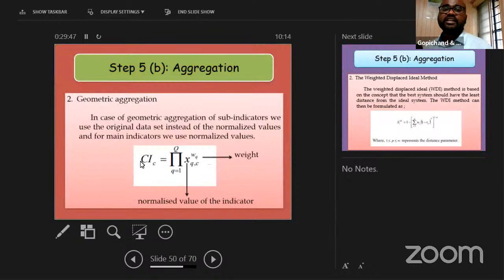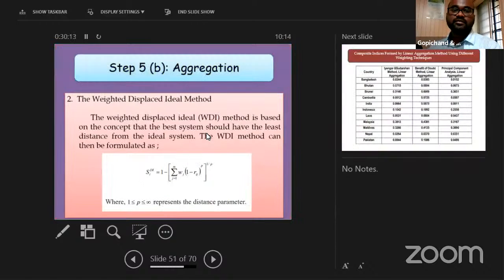In the geometrical aggregation, the indicator values are obtained from raw data, not normalized data, but the dimension ranking will be obtained by normalized data. It is a more complex process than the additive process.